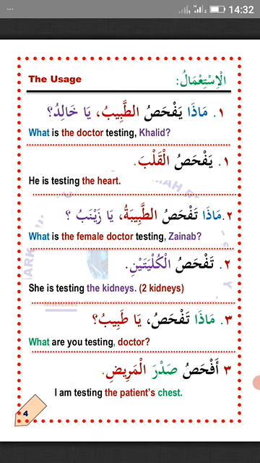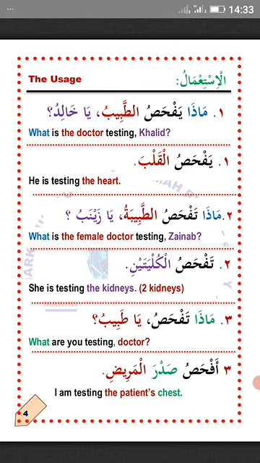Now the answer. يفحص القلب. He is testing the heart. اثنان. Number 2. ماذا تفحص الطبيبة يا زينب. What is the doctor testing, referring to a single female medical doctor, ya Zainab, Zainab. So now the answer. تفحص الكليتين. She is testing the kidneys.